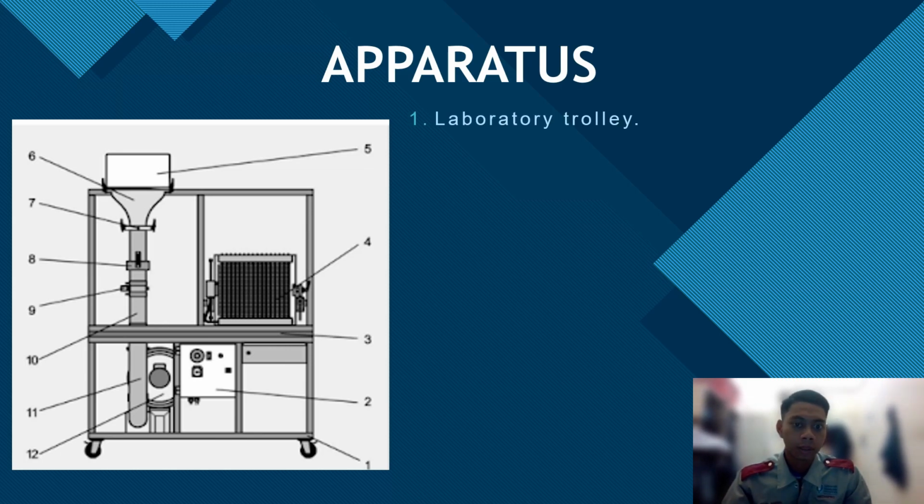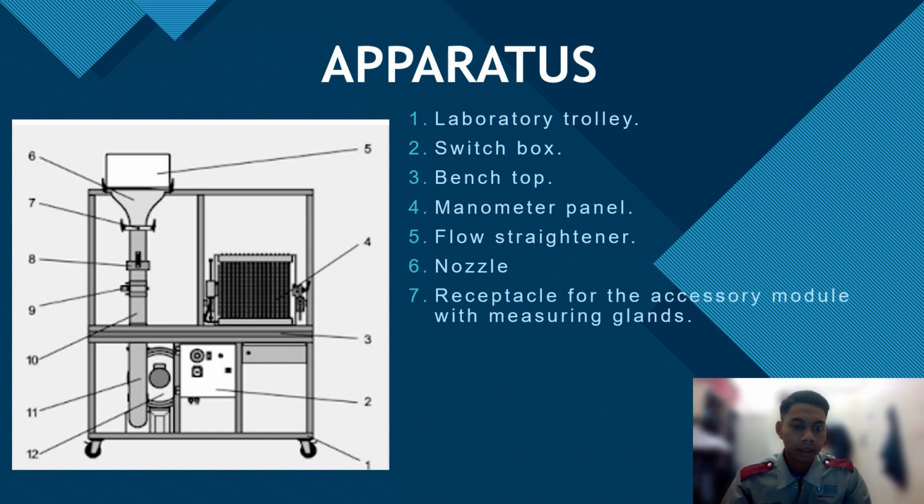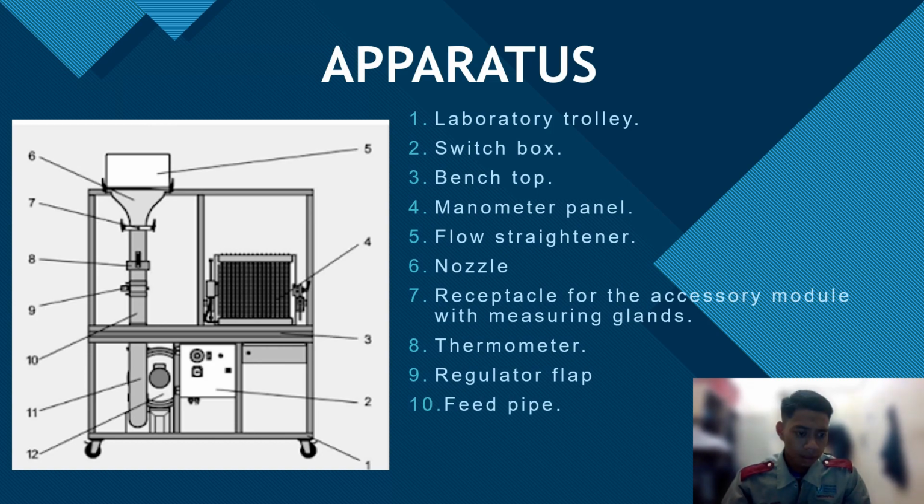First, number 1 is the laboratory trolley. Number 2 is the switchboard, 3 is the bench top, 4 the manometer panel, and number 5 the flow straightener. 6 is the nozzle. 7 is the receptacle for the accessory module with measuring gland. Number 8 is the thermometer. Number 9 is the regulator flap. Number 10 is the feed pipe. Number 11 is the outlet pipe with hood. And lastly, number 12 is the radial fan.